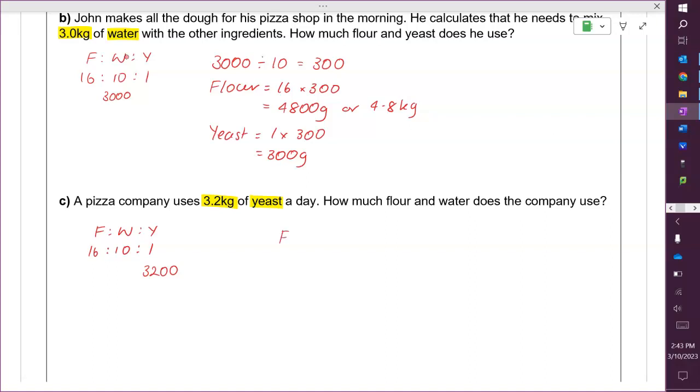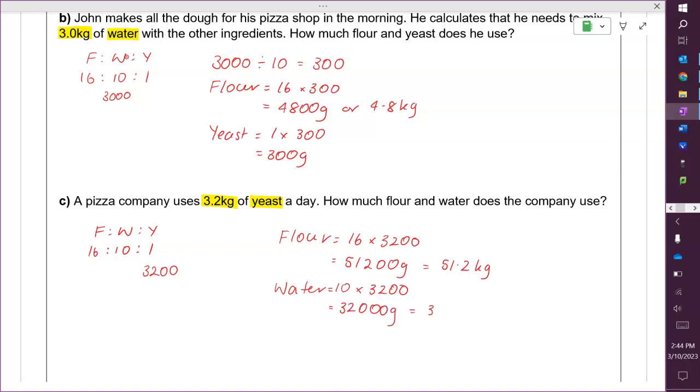So to find our flour, it's going to be 16 times 3,200, which gives us 51,200 grams, or it's going to give us 51.2 kilograms of flour. And our water would be 10 times 3,200, which is going to give us 32,000 grams of water, or 32 kilograms. So that's what we need to do for each of those questions. Make sure you put them into those same units when you're working.